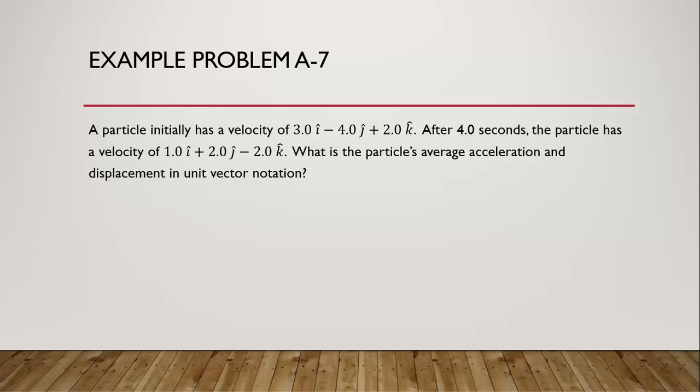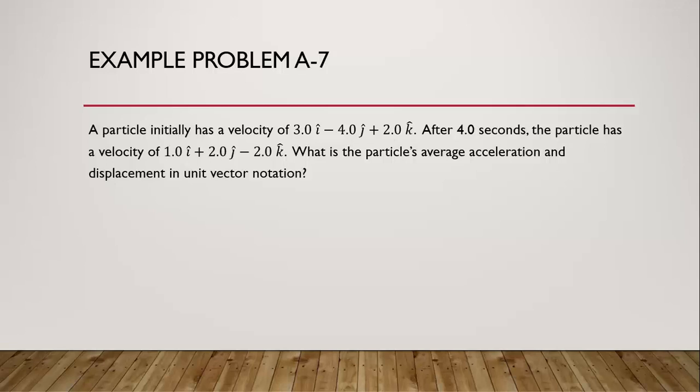All right. So the next problem that I have is a particle that has an initial velocity of 3 i hat minus 4 j hat plus 2 k hat. And after 4 seconds, the particle has a velocity of 1 i hat plus 2 j hat minus 2 k hat. I want to know what is the average acceleration and displacement of this particle in unit vector notation.